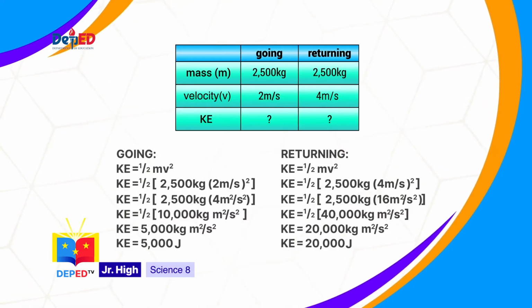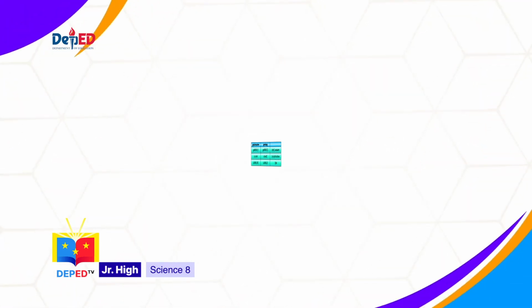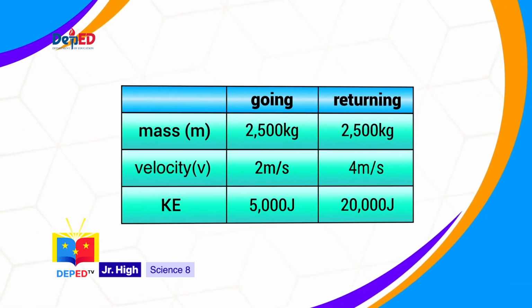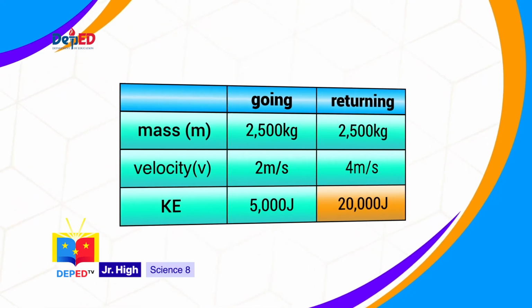The kinetic energy of the car when it traveled at 2 meters per second increased 4 times when it traveled at 4 meters per second. The kinetic energy increases 4 times when the velocity is doubled and the mass is constant or the same.